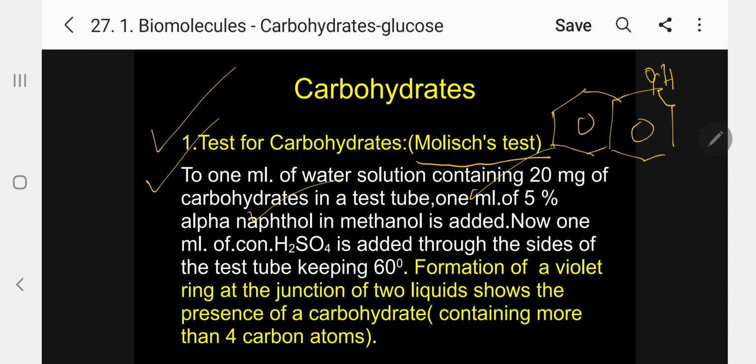Kindly follow. You are adding aqueous solution. Then you are adding organic solution, that is naphthol in methanol. But without shaking the test tube, after adding these two, just keep it at 60 degrees, the test tube, and add 1 ml of concentrated sulfuric acid.